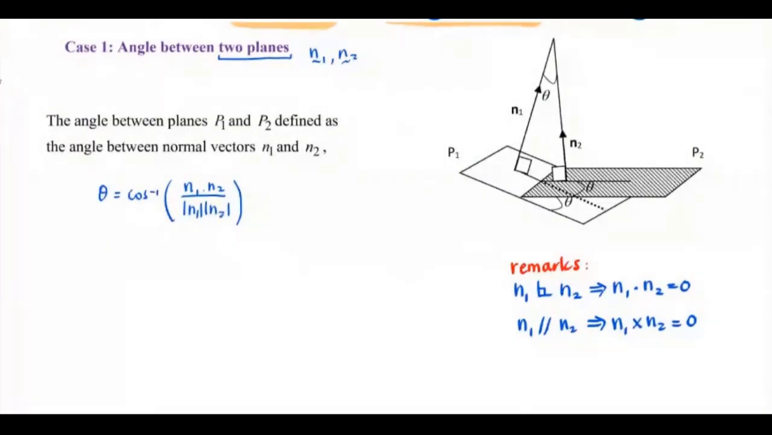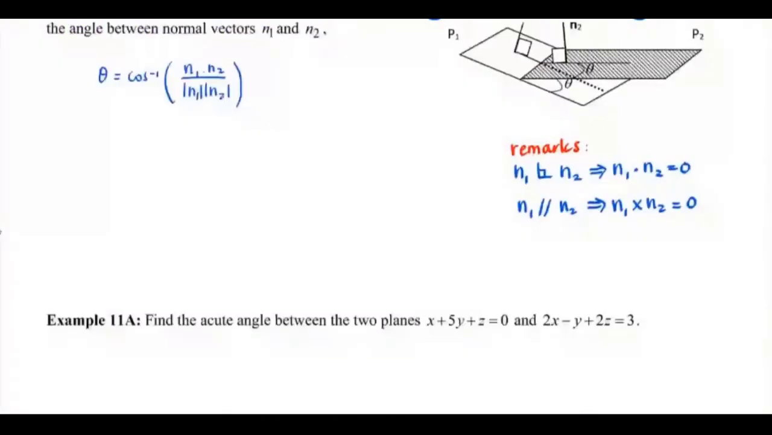Okay, then. Alright, example 11a, where we want to find the angle between two planes, and it says acute angle. It means your answer must be less than 90 degrees.